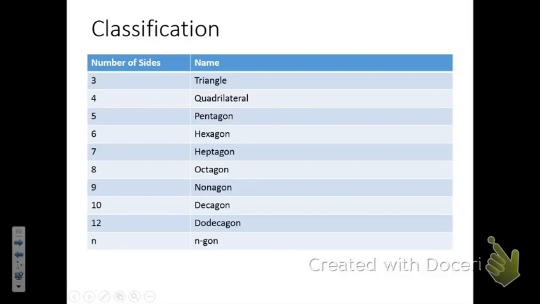So for instance, if we had a 15-sided figure, then it would be called a 15-gon. Okay? A 20-sided figure doesn't have a specific name. You would either say a 20-sided figure or a 20-gon. Just kind of a generic way for any other number that's not represented here.